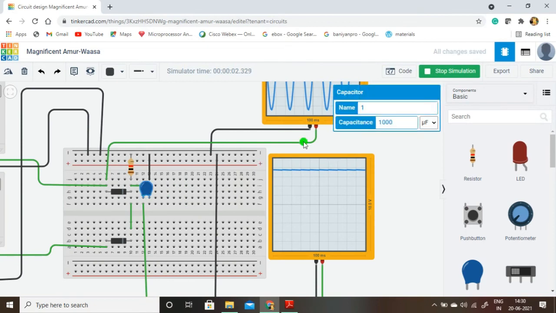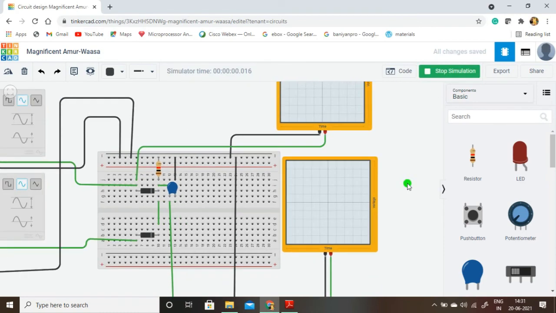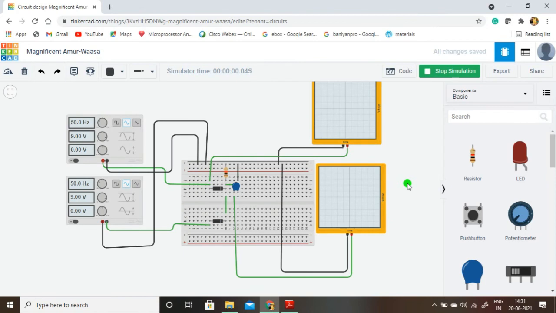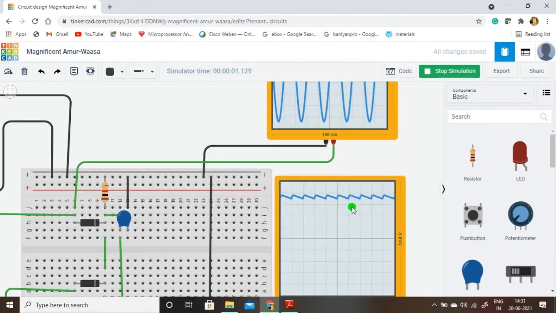One more try. I am going to change the capacitor value to 100 microfarad. What is going to happen? This is the input signal, this is the sine wave signal. This is the pulsating DC signal.